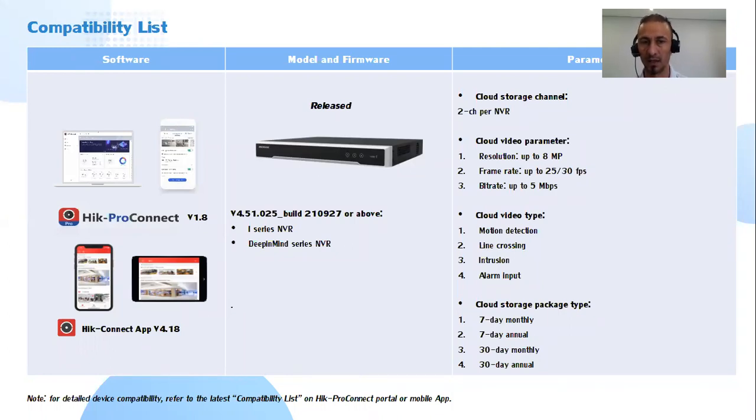So iSeries NVR or our DeepinMind series NVR, we need to make sure they are compatible. Also, on our parameters for the cloud, this is up to two channels only. If you have the HIK Pro Connect box, you can add up to 8 channels, as previously mentioned. However, on the cloud itself, you can only have 2 channels for cloud storage at this particular point. The resolution is up to 8 megapixels, 25 frames per second and 5 megapixel bitrate.